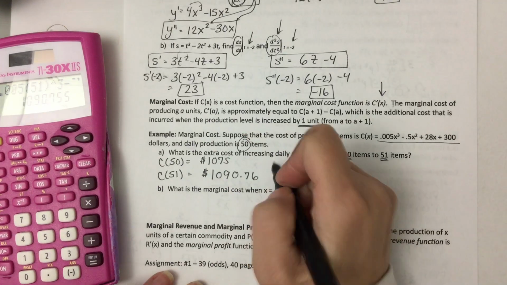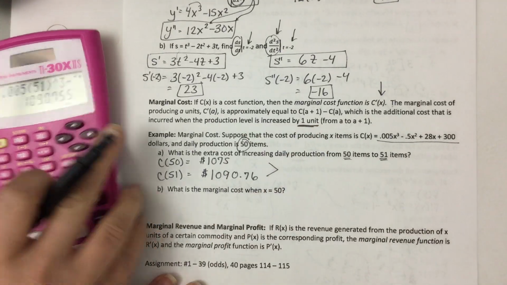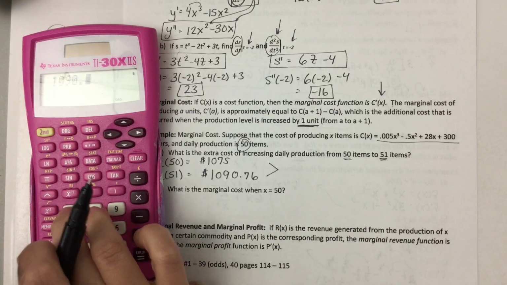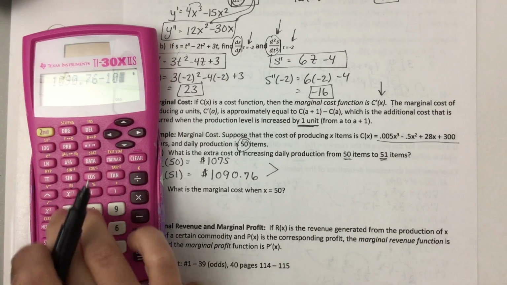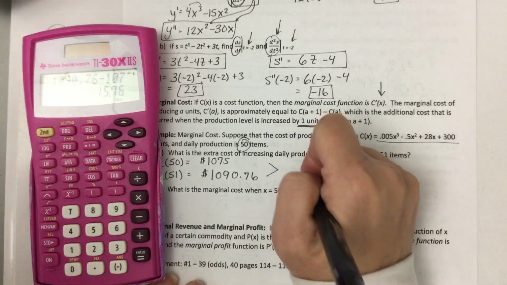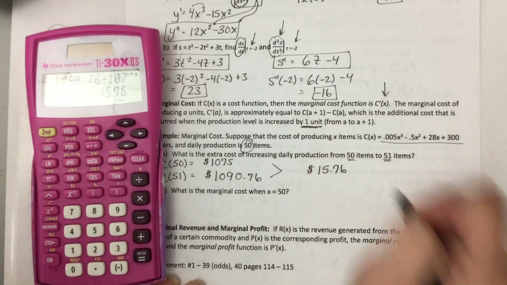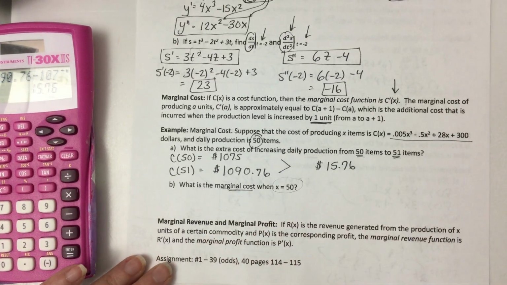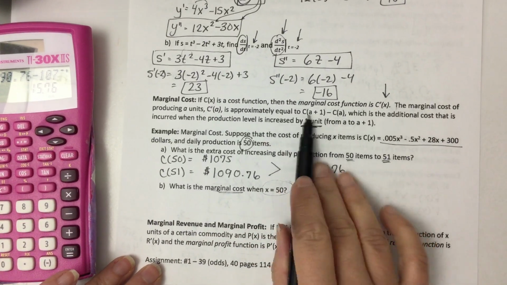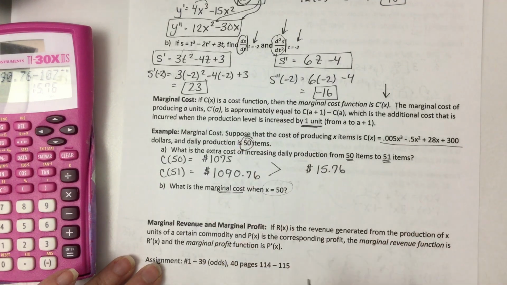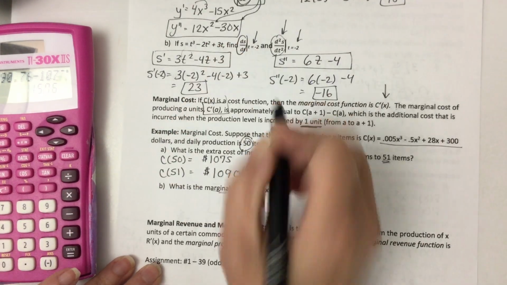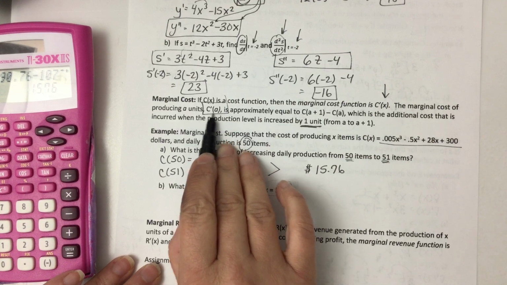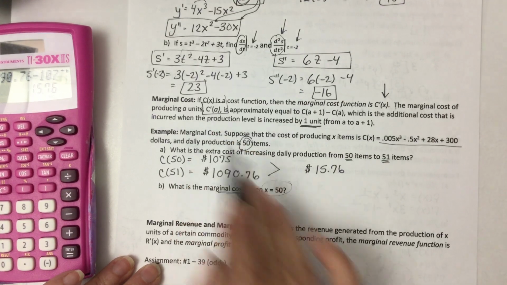So go ahead and find out what is the extra cost. So we subtract. So $1,090.76 minus $1,075. The extra cost is $15.76. Now they want us to find the marginal cost if X is 50. They're saying rather than doing all of this work like we just did, we could go ahead and find the derivative and fill in the current number of units that you're creating.